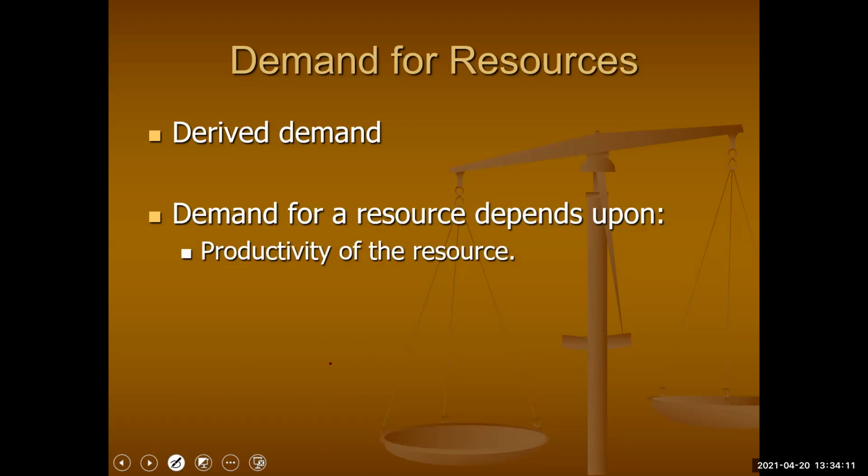So the demand for a resource depends upon a couple of things. It depends upon how productive the resource is. And this is the reason why you're all sitting here today. One of the things that a college education does for you is makes you more productive. A higher education level will make you more productive. And to the extent you're more productive, your employer can afford to pay you more money.